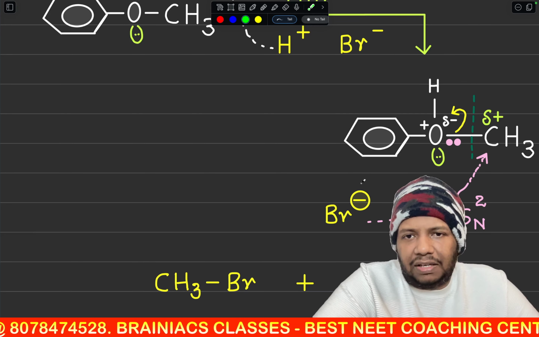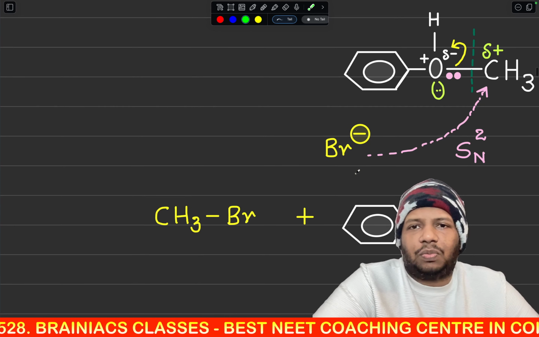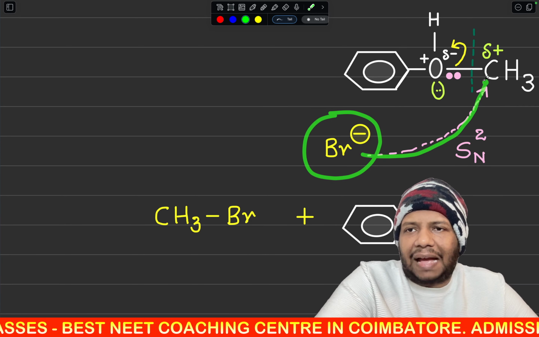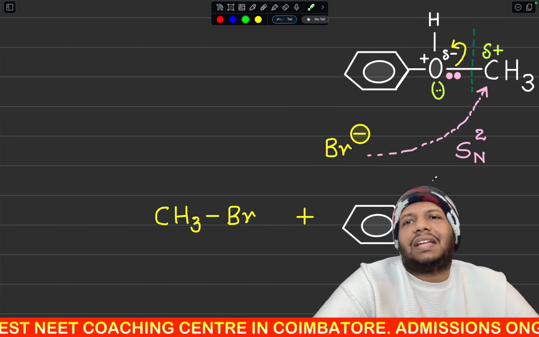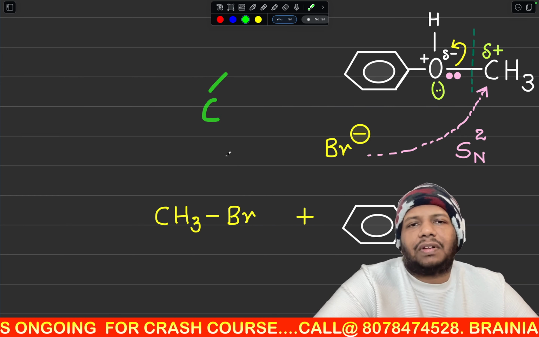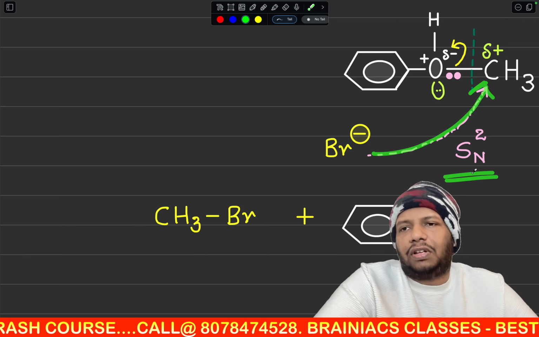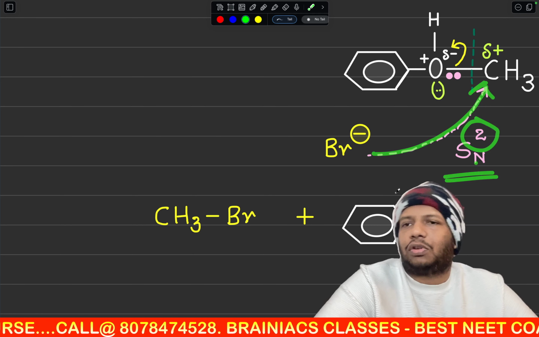At this moment, you have Br minus, which is a nucleophile. It will come and attack the carbon from the backside. Why is it attacking from the backside? Because this is a primary, 1 degree carbon, having less steric hindrance because of the 3 hydrogen atoms. So it will attack from the backside, and that type of attack is called nucleophilic substitution of order 2.